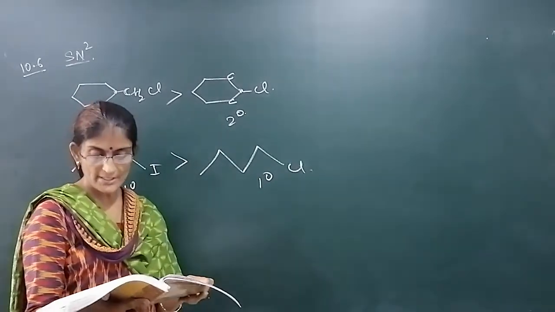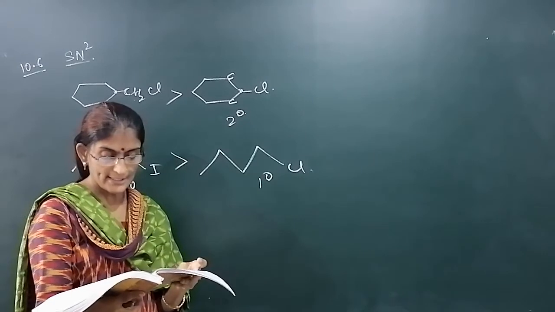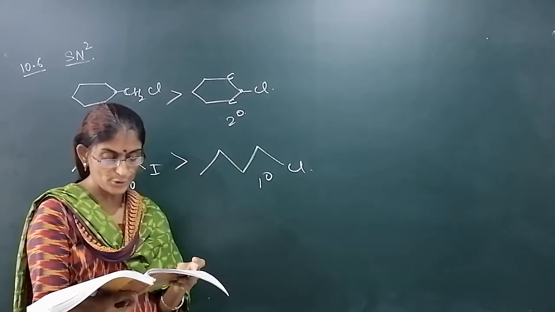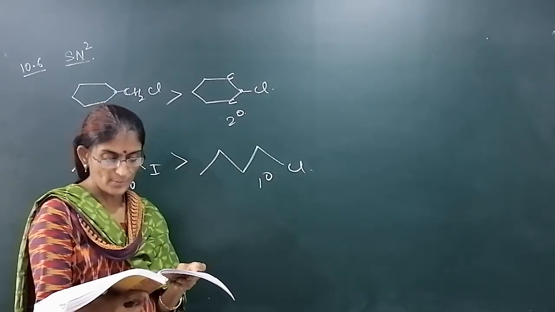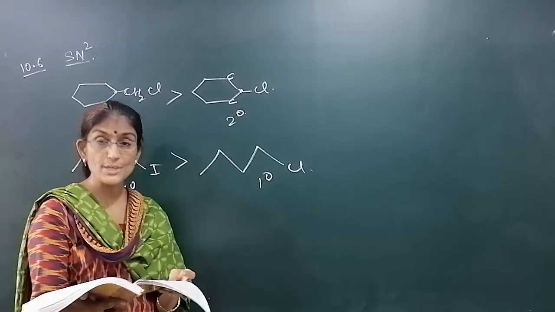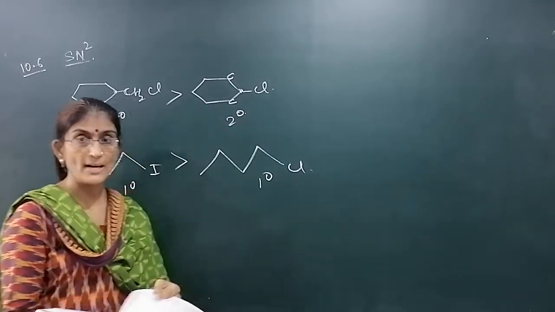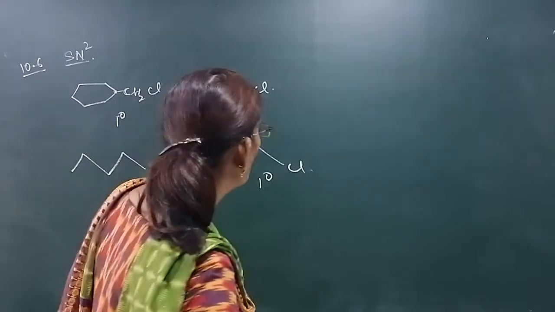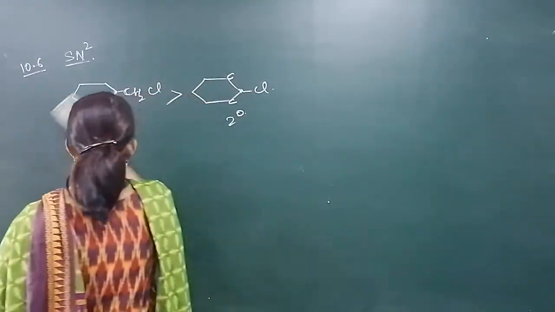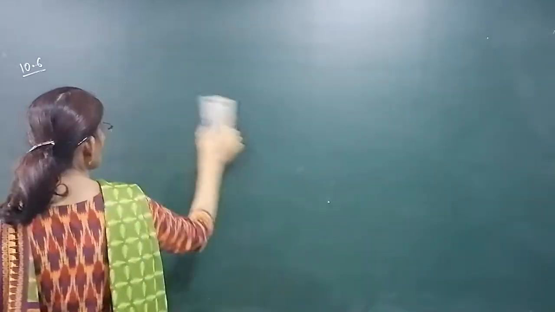One more question is given, 10.7. It asks what is the order of SN1 and SN2 reactivity for the 4 isomeric bromobutanes. 4 isomeric bromobutanes. It's 10.7.